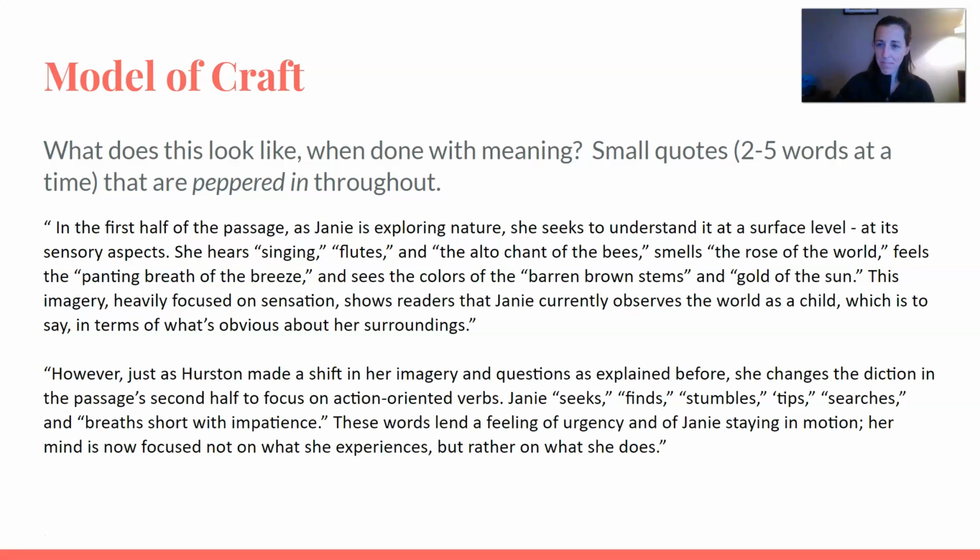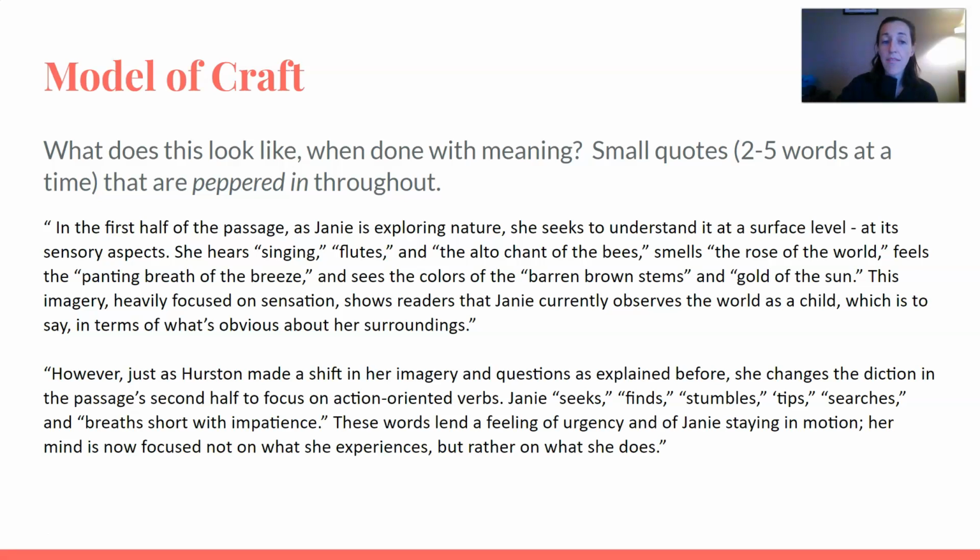So, same claim. In the first half of the passage, as Janie is exploring nature, she seeks to understand it at a surface level, at its sensory aspects. But now, I move into evidence. She hears singing, flute, the alto chant of the bees, smells the rose of the world, feels the panting breath of the breeze, and sees the colors. I've shown each of the 5 senses being used rather than just saying it.